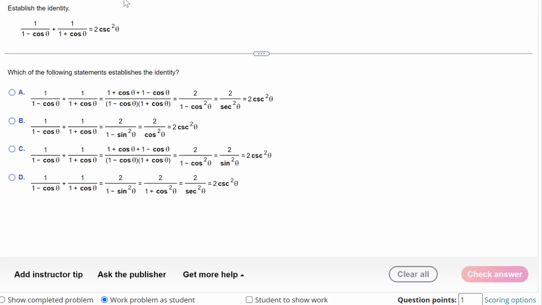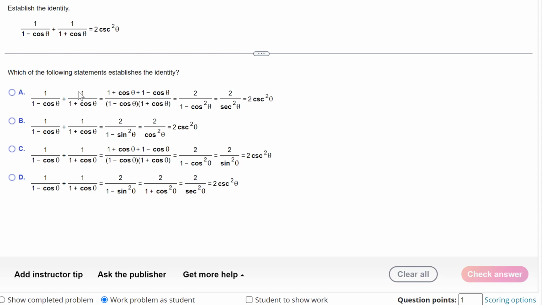Other times you might see something like this problem. Here's another identity that we're being asked to verify. They're using the word establish, same thing. Again, please do it on your own paper first. This time, instead of filling in blanks, you're being given a list of multiple choice steps. You have to kind of read this from right to left. You can see all the equal signs. They're essentially showing you step after step after step.